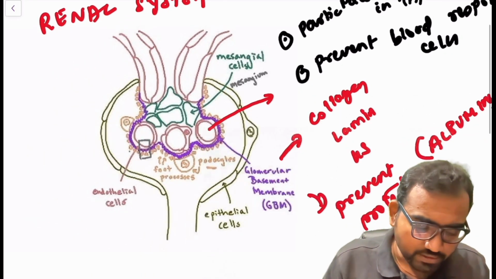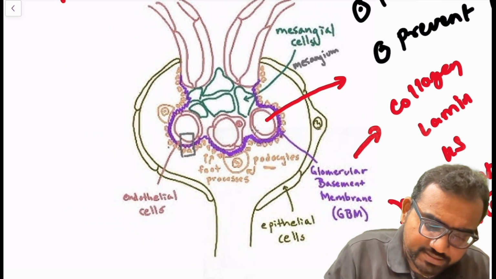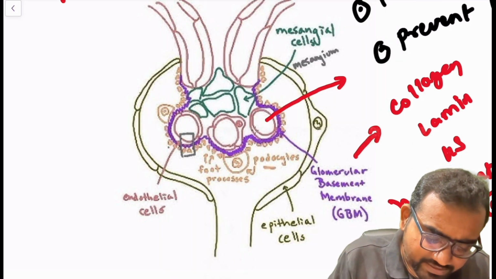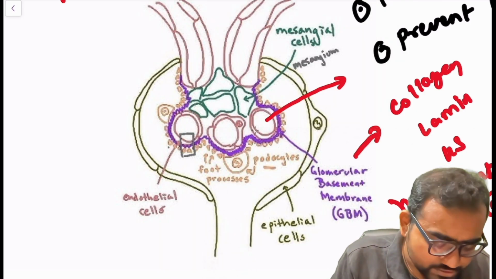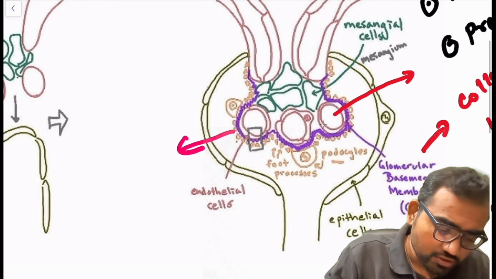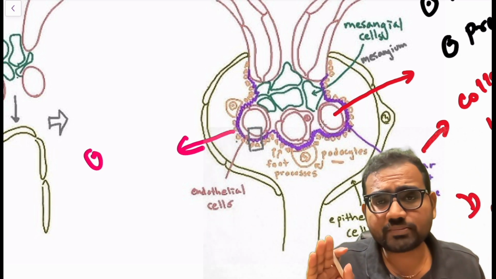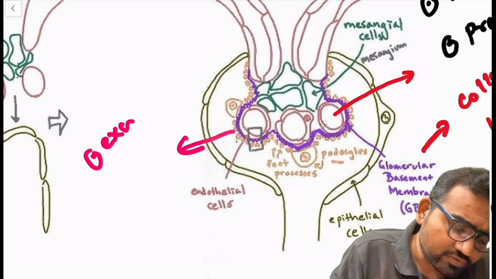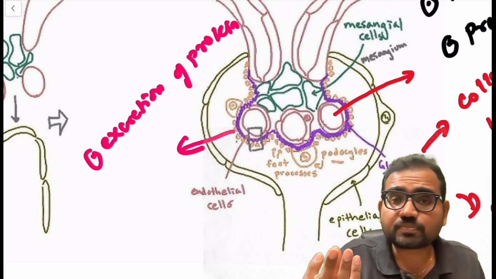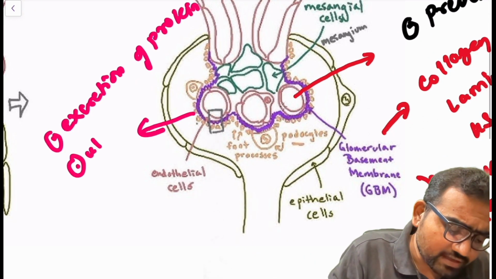Very simple. Now moving on to another structure called podocytes. You can see a structure which is surrounding the endothelium and the glomerular basement membrane. This brown structure is called the podocytes. Podocytes are very similar to the glomerular basement membrane. They are going to prevent the excretion of proteins, larger molecules, larger proteins, and they are responsible for the ultrafiltrate.